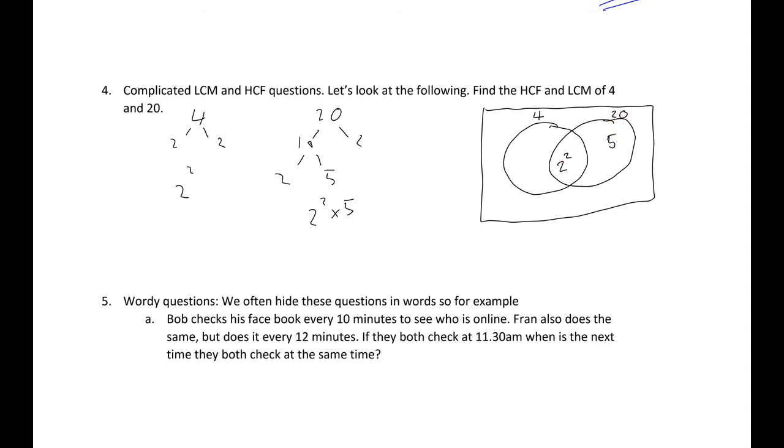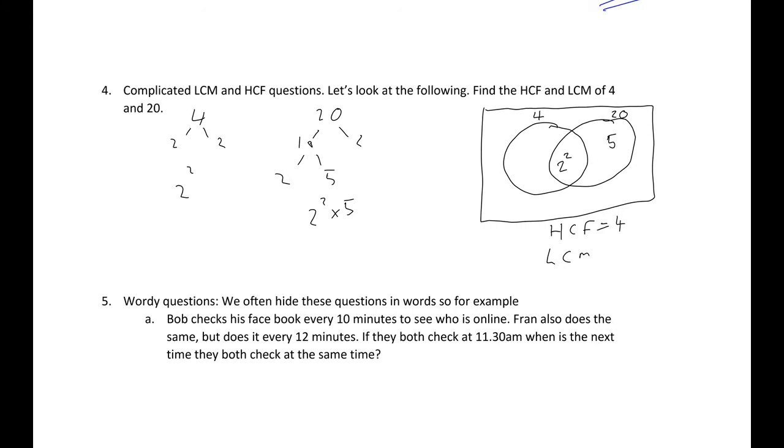So we use exactly the same method we did before. Whatever's in there is my highest common factor. So my highest common factor is 4, right? And the reason we've got this is 4s go into 20. So 4 times 1 is 4, 4 times 5 is 20, 4 is the biggest number that goes into both of them.